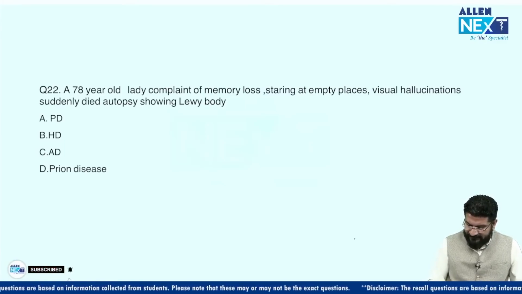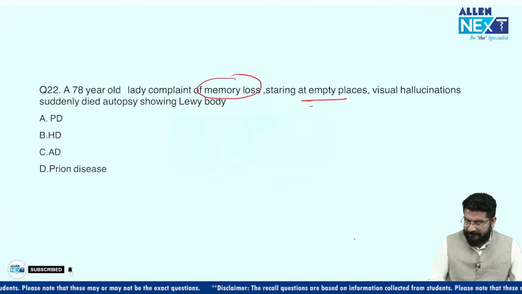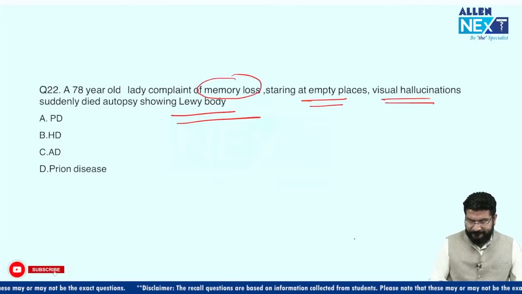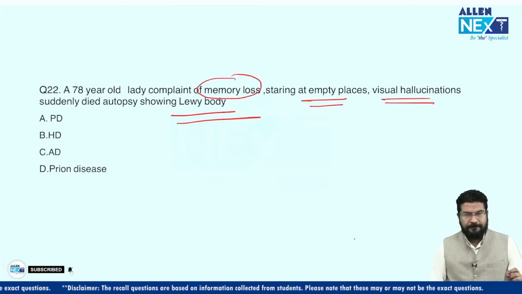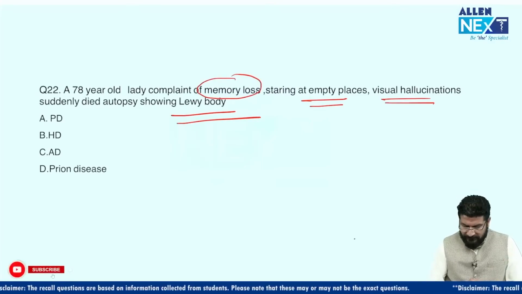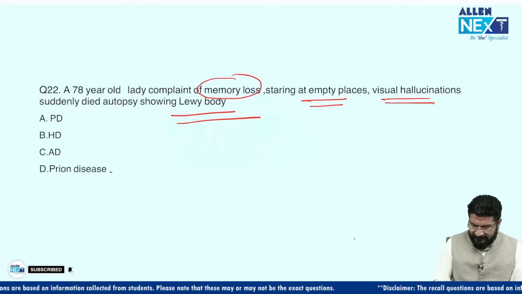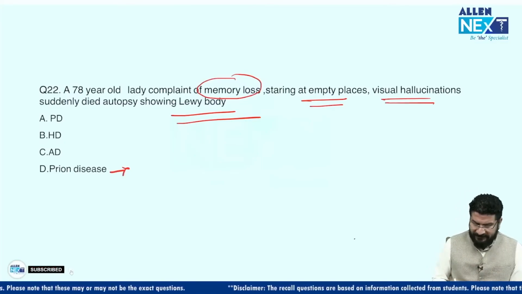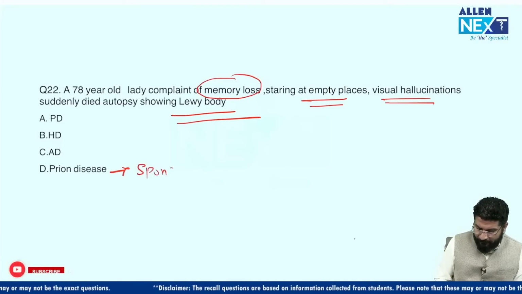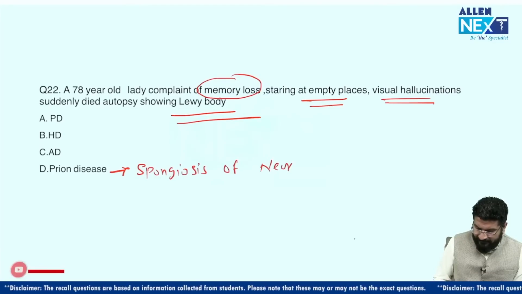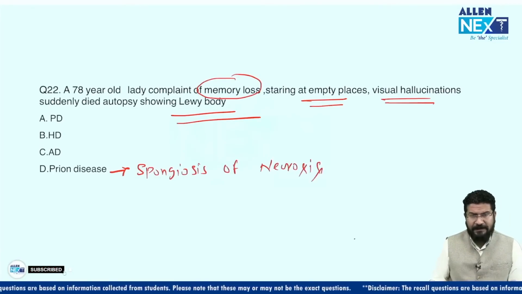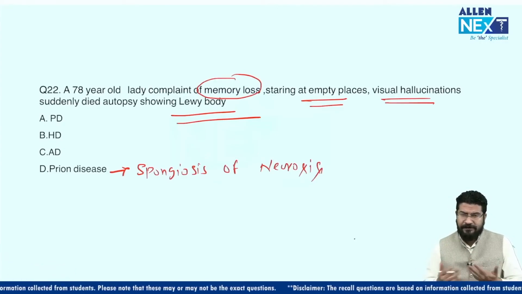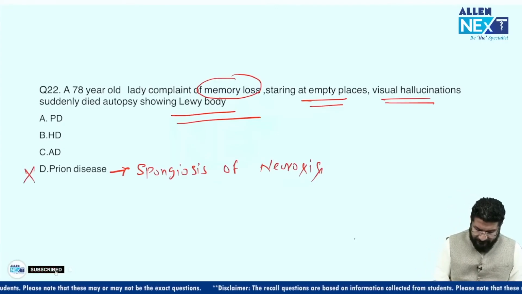Okay, the clear cut here is you can see memory loss, so it's a case of dementia. Staring at empty places, visual hallucination, and Lewy bodies. If you see this question carefully, you can notice here prion disease. In prion disease, you will see there is loss of memory. You can see sudden death, but Lewy bodies are not seen. In prion disease, what we see is spongiosis of neurons. Can we get memory loss? Yes. Can the patient get staring spells? Yes. Can we get hallucination? Yes, but we will not get Lewy bodies. So this is not the answer.